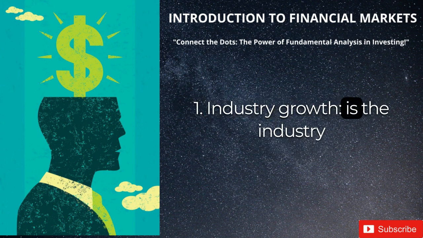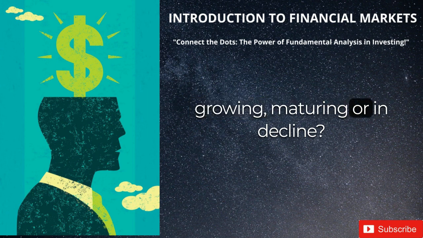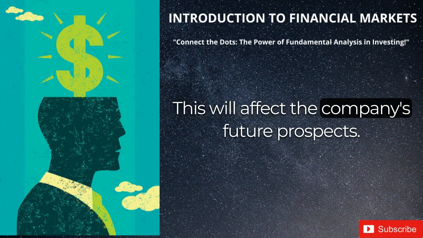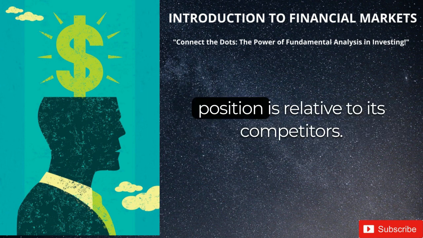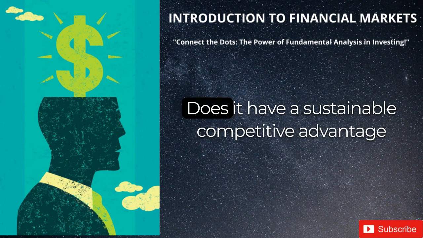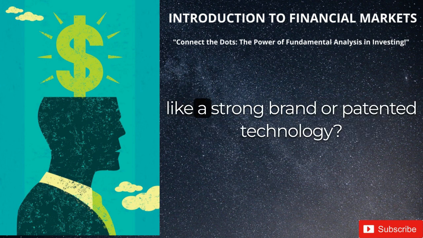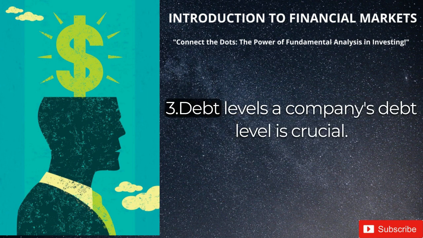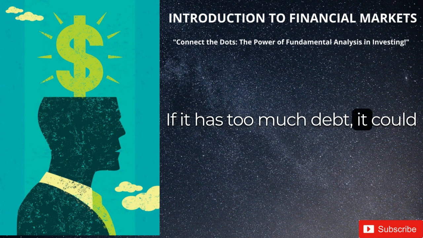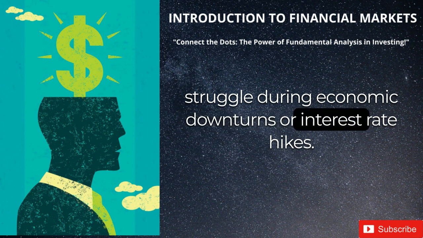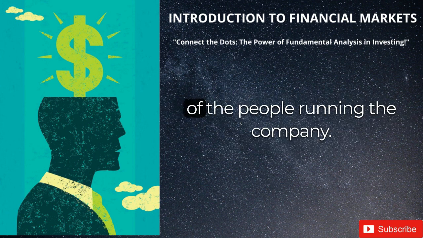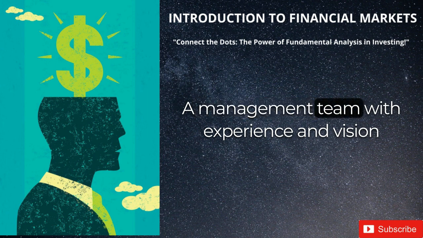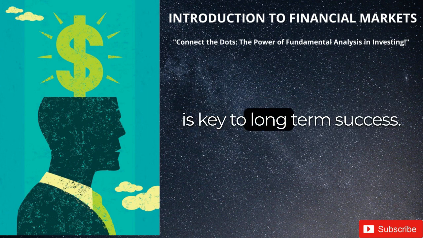Industry growth. Is the industry growing, maturing, or in decline? This will affect the company's future prospects. Competitiveness. Analyze how strong the company's position is relative to its competitors. Does it have a sustainable competitive advantage like a strong brand or patented technology? Debt levels. A company's debt level is crucial. If it has too much debt, it could struggle during economic downturns or interest rate hikes. Management team. Sometimes we underestimate the importance of the people running the company. A management team with experience and vision is key to long-term success.